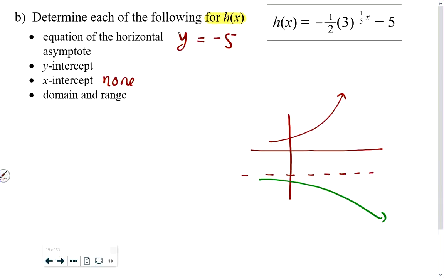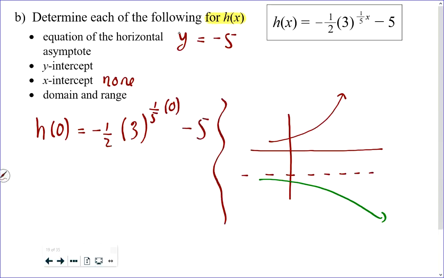What is the y-intercept? Well, the y-intercept will be h of 0. So it's going to be -1/2 multiplied by 3 to the 1/5 times 0 minus 5. Well, 1/5 times 0 is 0. 3 to the 0 is 1. 1/2 times 1 is 1/2. 1/2 minus 5 is -4.5.